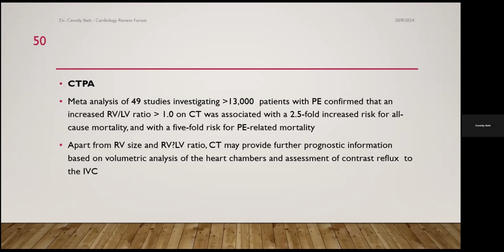Using the CTPA, a meta-analysis of 49 studies investigating about 13,000 patients confirmed that an increased RV/LV ratio greater than 1 on CT was associated with a 2.5-fold increased risk for all-cause mortality and with a 5-fold risk for PE-related mortality. Now, apart from right ventricular size and the RV/LV ratio, CT may provide further prognostic information based on volumetric analysis of the heart chambers and assessment of contrast reflux.